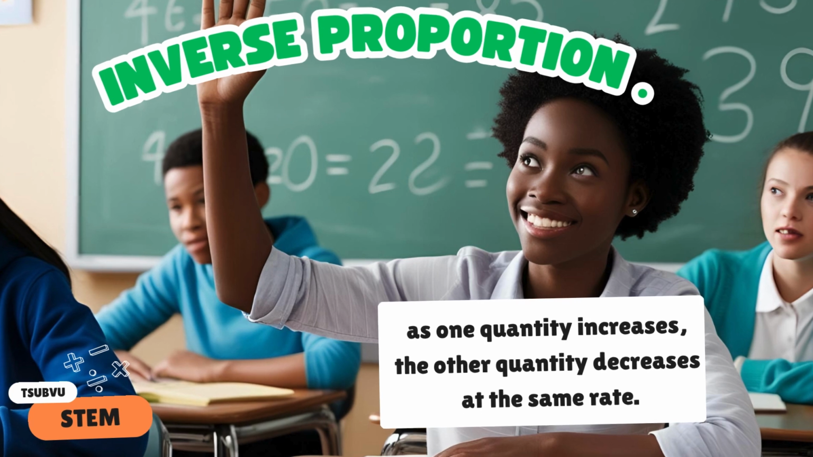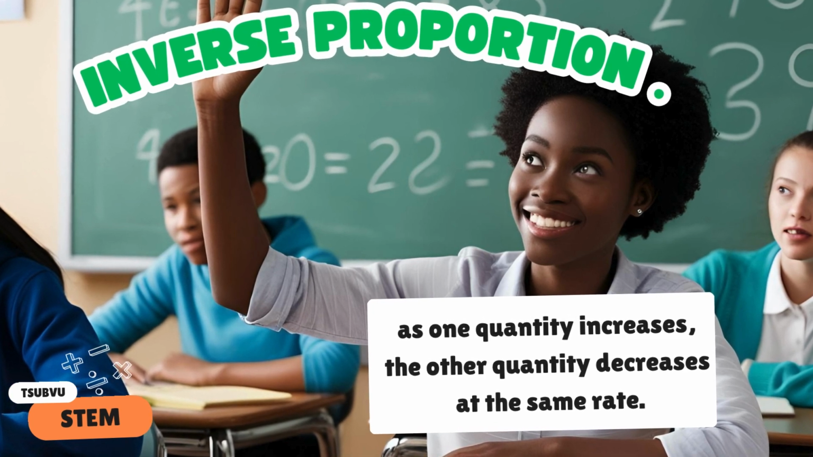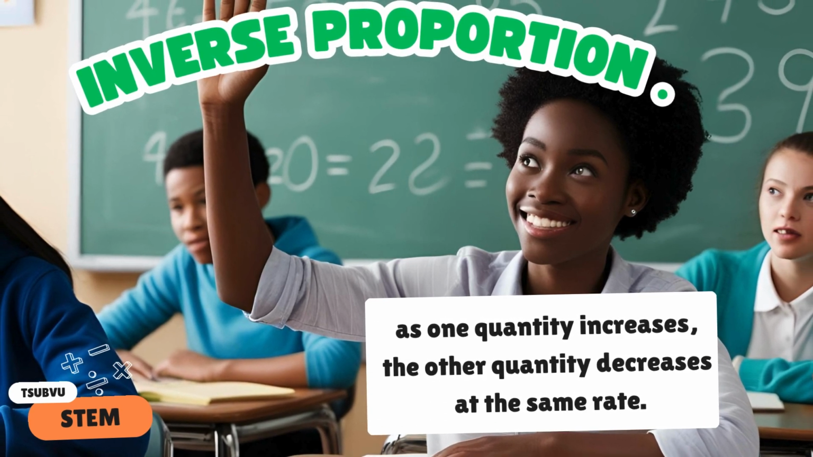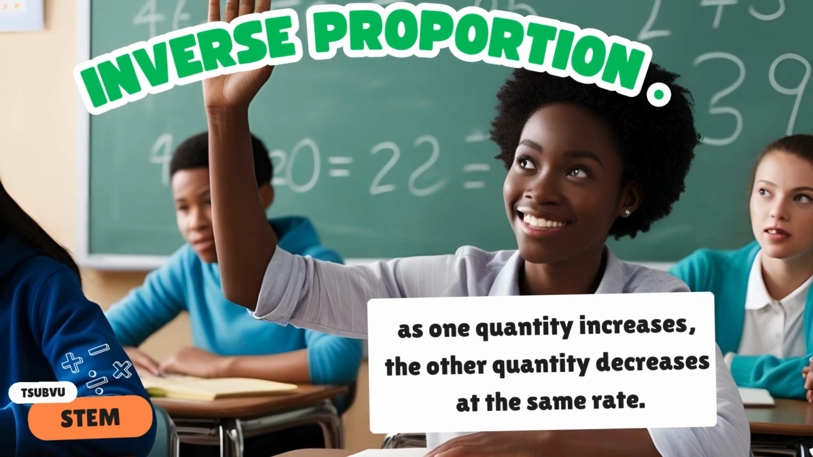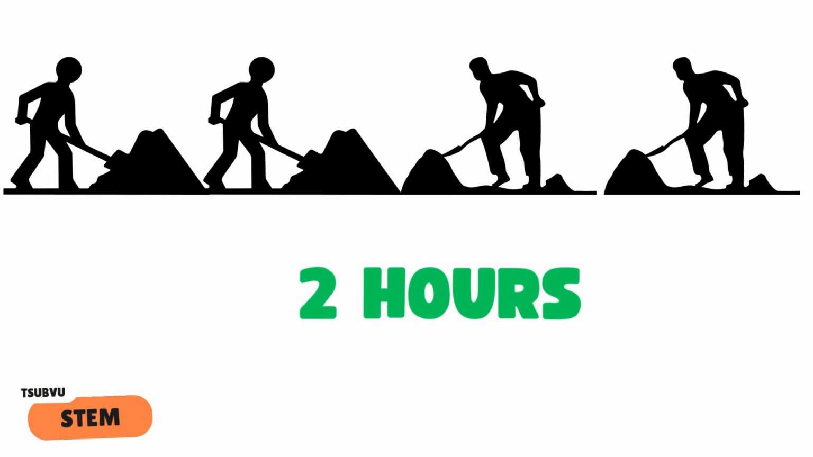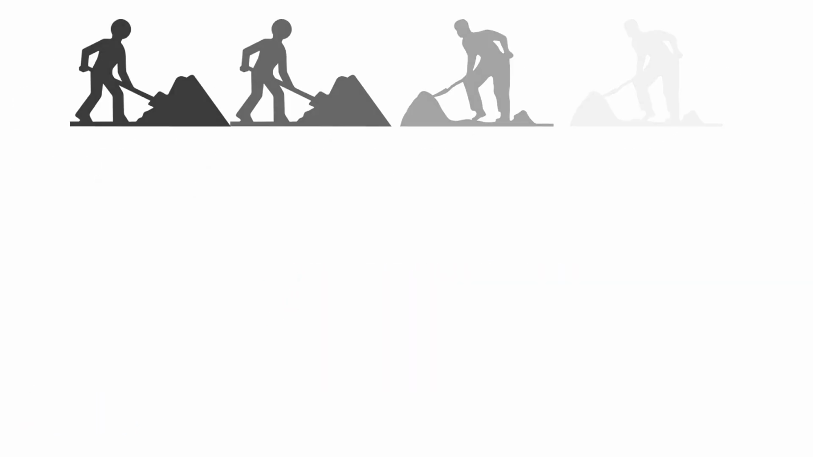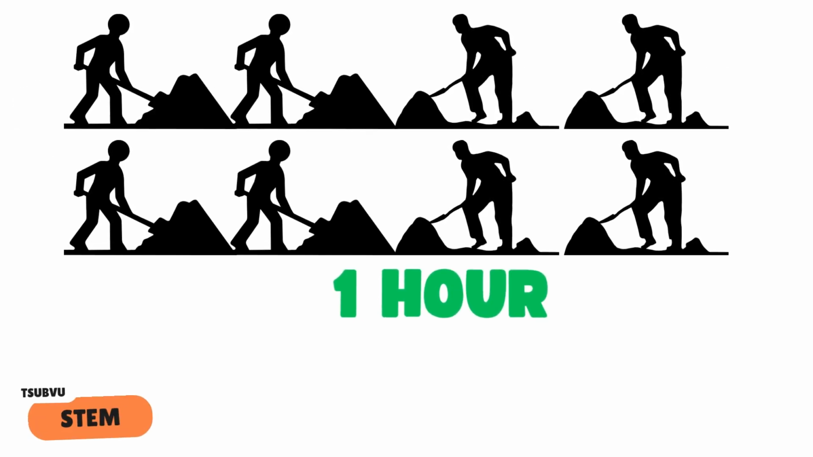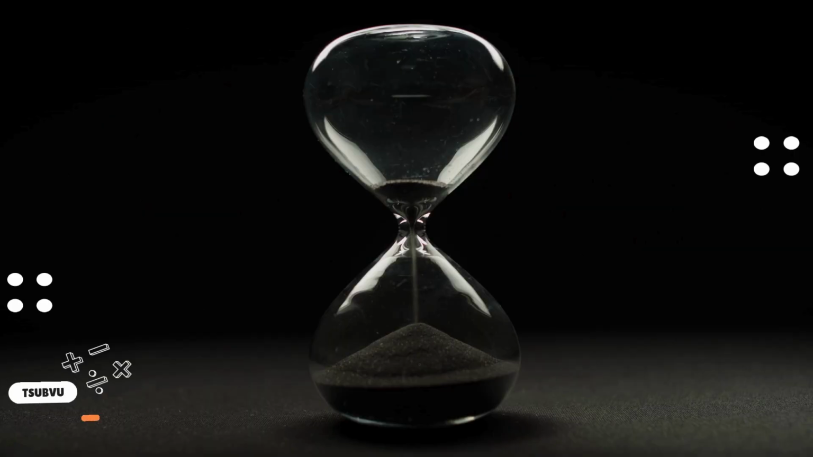4. Inverse proportion. Inverse proportion means that as one quantity increases, the other quantity decreases at the same rate. For example, if it takes 4 workers 2 hours to complete a task, it would take 8 workers 1 hour to complete the same task. The time decreases as the number of workers increases.